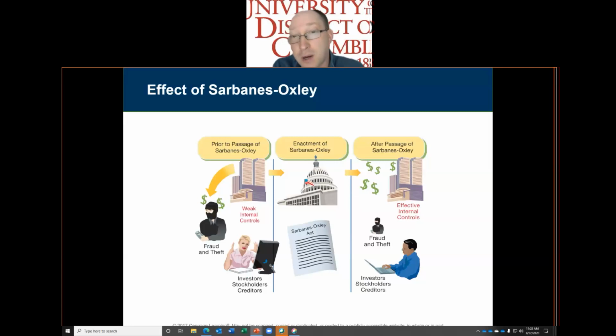And so that's how the Sarbanes-Oxley Act was created, because there was so much theft happening in the past from weak internal controls that negatively affected investors, stockholders, and creditors. So the government said, hey, let's create this act to provide some guidelines for these companies. And that in turn created better internal controls to help prevent fraud and theft and to protect the investors, stockholders, and creditors.